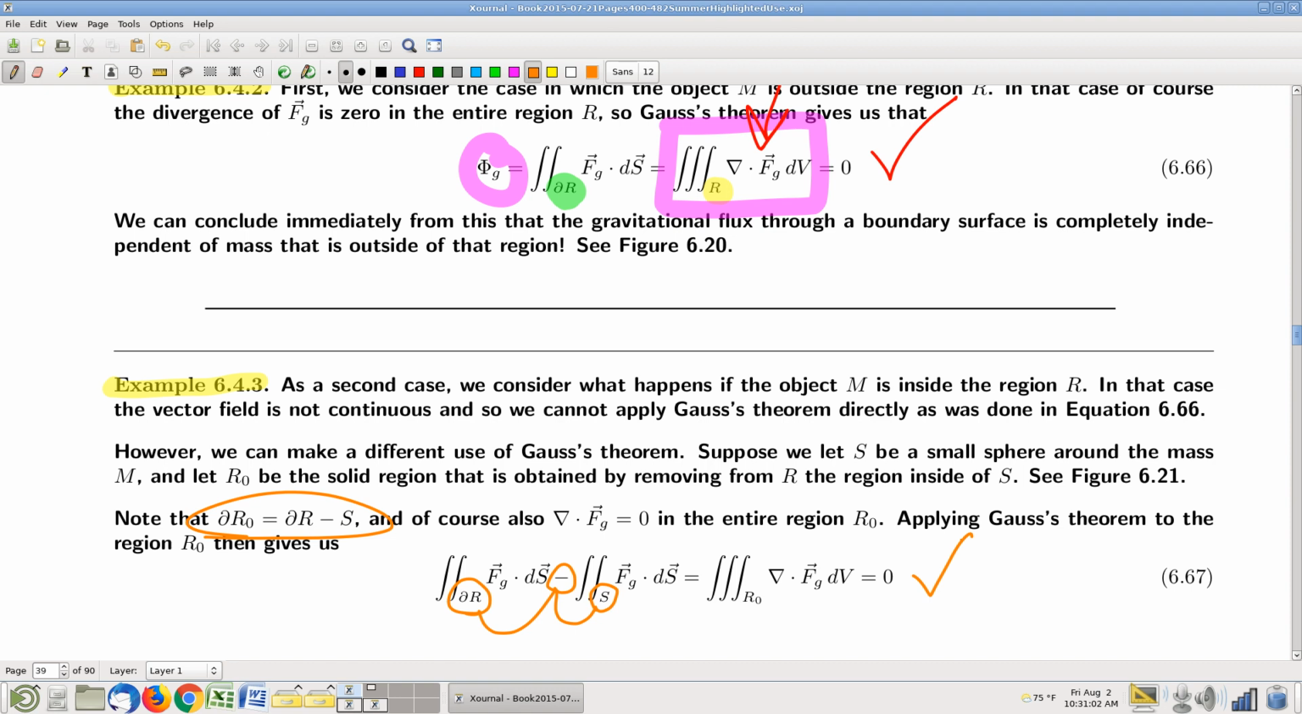Here's the partial victory. This thing that I wanted to compute, the flux through just the boundary of R, I don't have an answer for it, but my partial victory is I know that the flux through the boundary of R is the same as the flux through S. Because the difference is 0, therefore these two fluxes are the same.